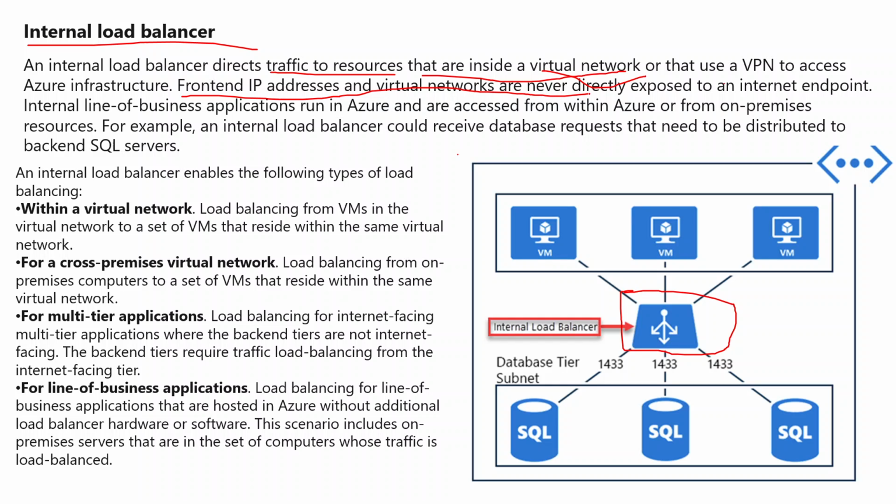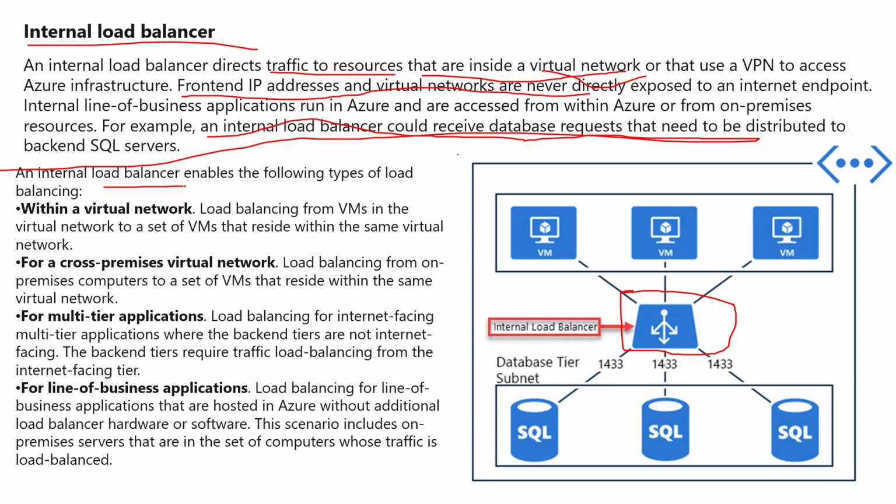And one more thing: as they are in a very secure manner, they will not be exposed to the internet. Any internal line of business apps running in Azure are accessed from within Azure or from on-premises resources. So, for example, an internal load balancer could receive a data request that needs to be distributed to your backend Azure SQL servers. This is one type of example that we are trying to propagate here.